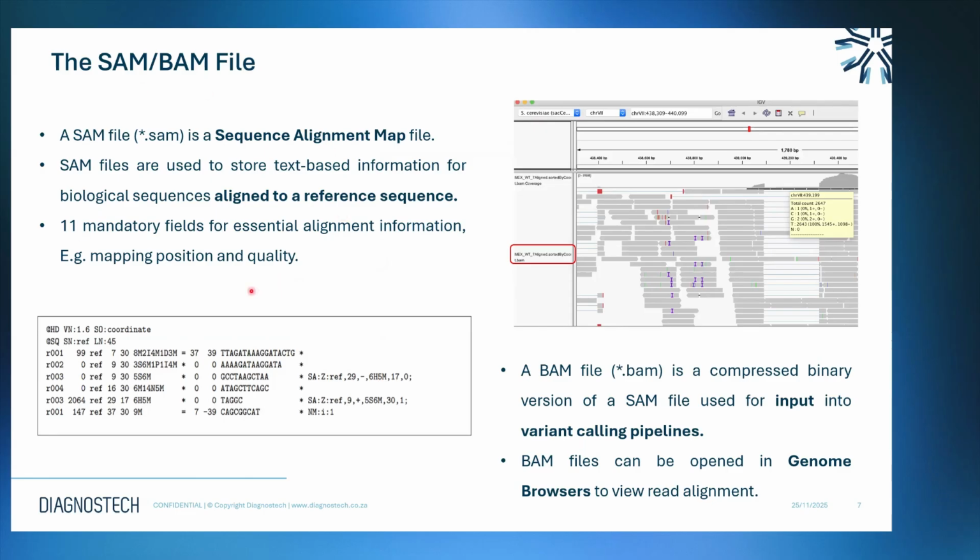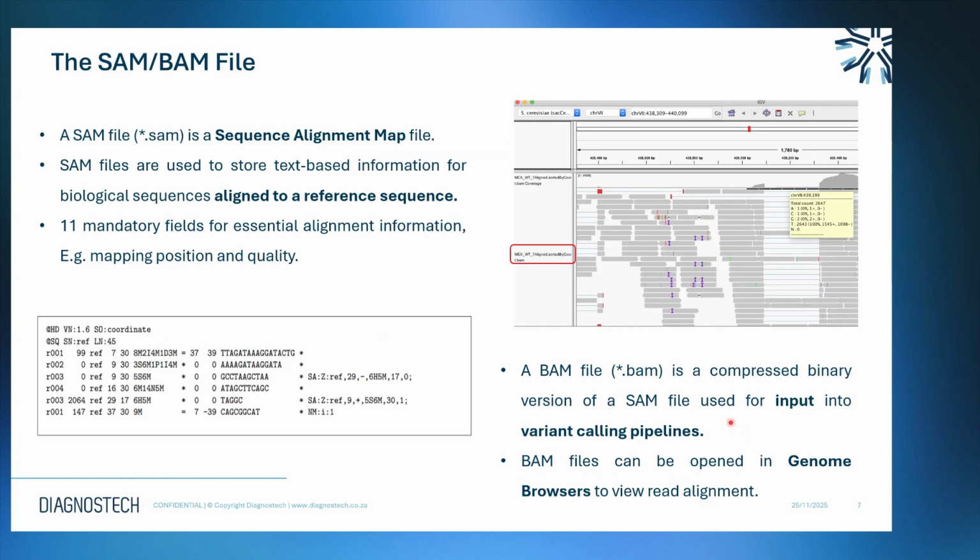Now, a SAM file is something we call a human readable file. This means you can actually open up the file and you can read it. The other file type called a BAM file is a binary version of a SAM file. So it is a smaller file, it's compressed, and it's non-human readable. So you can't just open it up and view it on your computer.